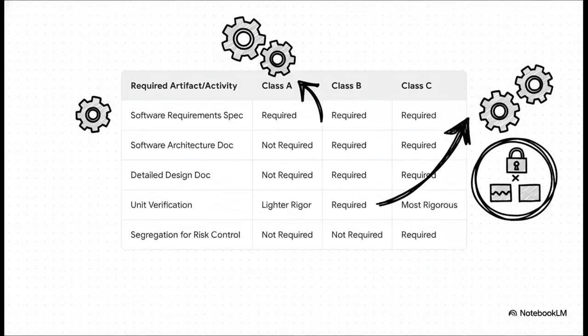Now, a basic software requirements doc, yeah, that's needed for everyone. But things get much more serious for Classes B and C. For them, you suddenly need a formal software architecture document and detailed design documents. And get this, for Class C, you even have to prove that the most critical parts of your code are walled off from everything else to control risk. That's a huge jump in how much work you have to do.